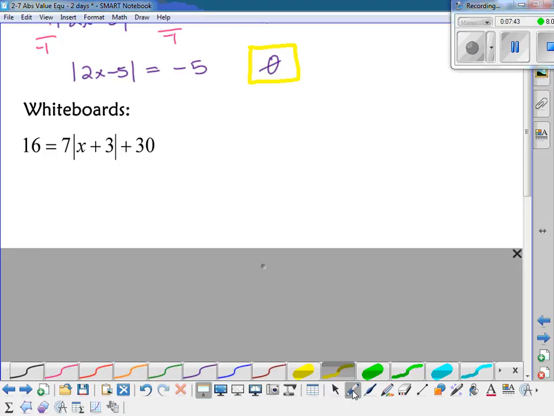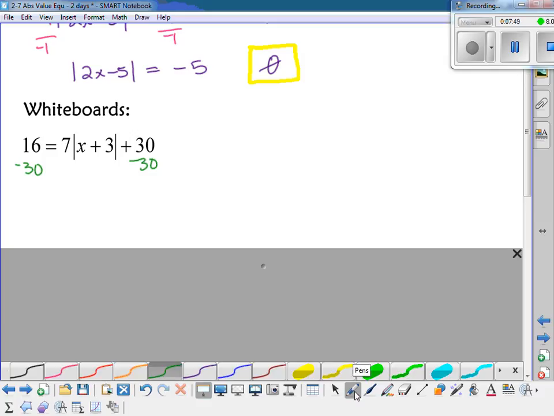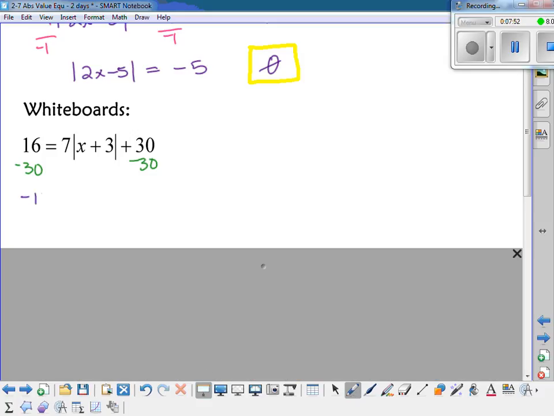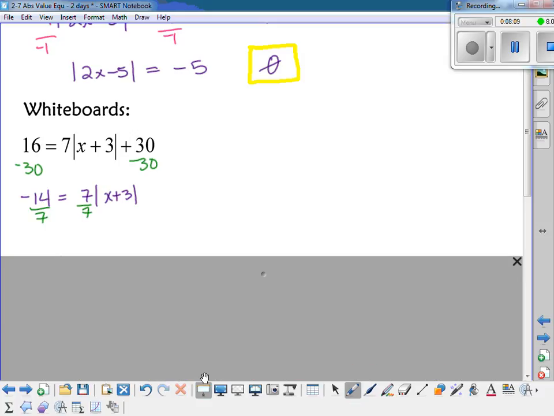All right, so your first step, you should have subtracted 30 from both sides. And then you get negative 14 is equal to 7 times the absolute value of x plus 3. At this point, I'm getting suspicious, but I'll go ahead and keep going. If I divide both sides by 7, I am left with negative 2 is equal to the absolute value of x plus 3. And so an absolute value cannot equal a negative number, so that means this one is no solution. Hopefully most of you got that.